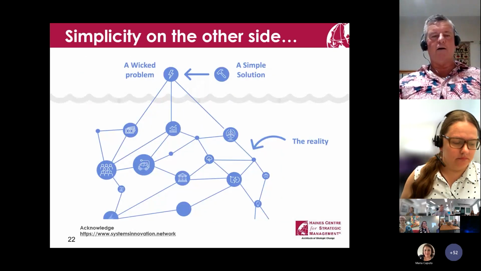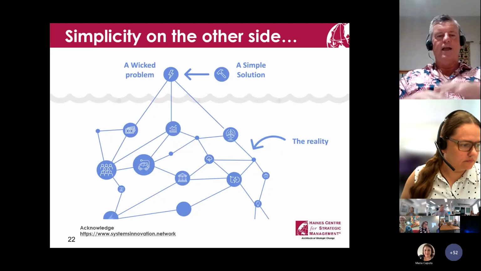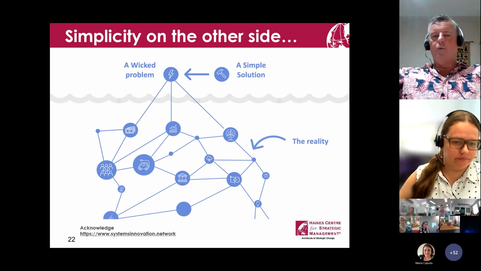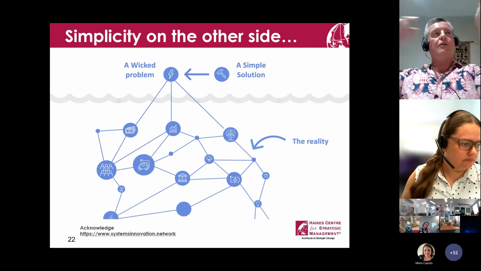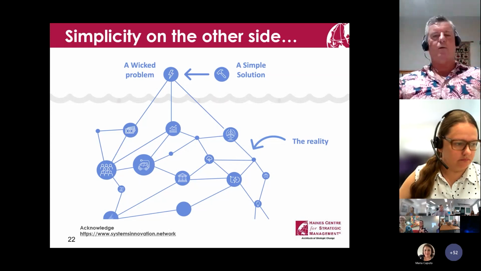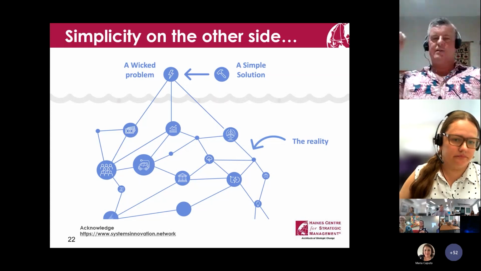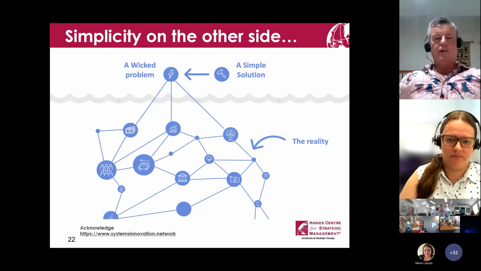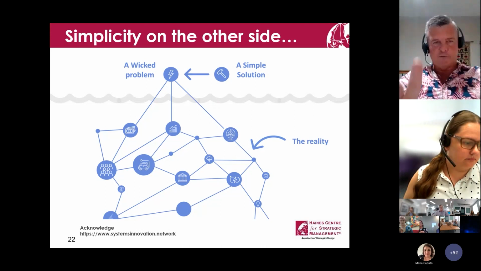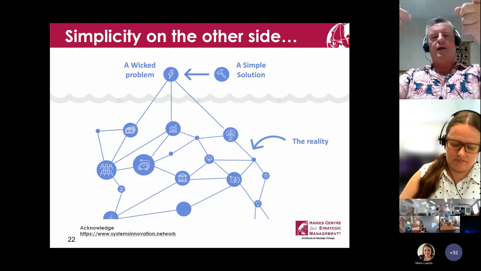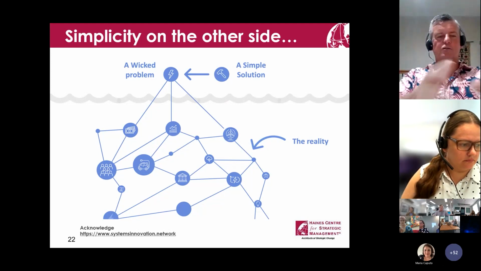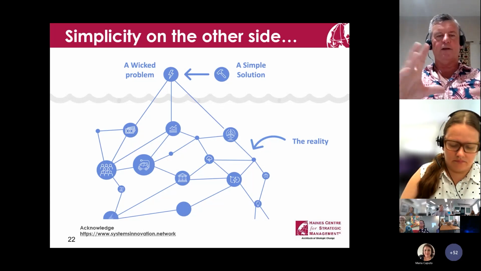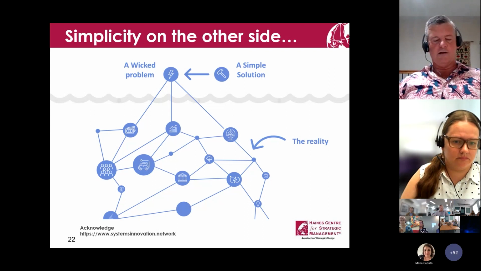This is a really nice slide that illustrates how that works. You can see what we're very prone to do is try and tackle this tip of the iceberg, the wicked problem, with the hammer, the simple solution, where we know the real work needs to be done below the surface to change what's happening above the surface to get new results. So that's the iceberg represented in a different way. And I just want to acknowledge Systems Innovation Network for providing that diagram.